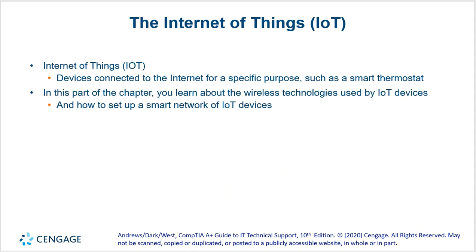Okay. IoT, Internet of Things. Devices connected to the internet for a specific purpose, such as a smart thermostat, so like a heater. Let's say you want to heat up your house. There's an hour to go before you get home, or you're just about to leave and it's half an hour to get home, and you turn your heater on before you get in your car, so that things are a little bit warmer by the time you get home.